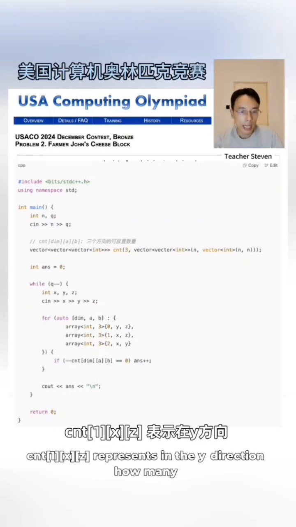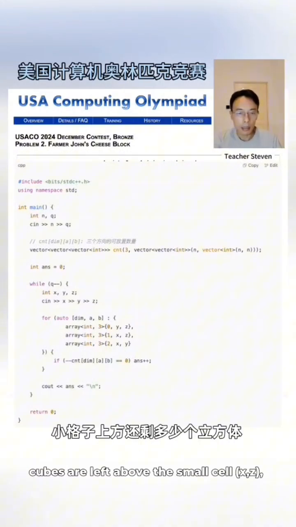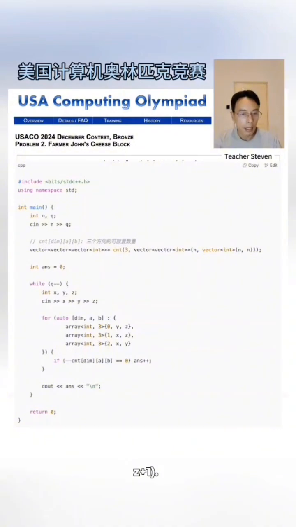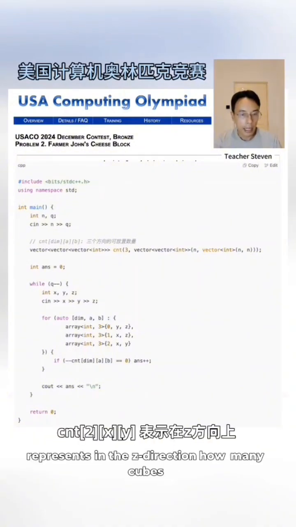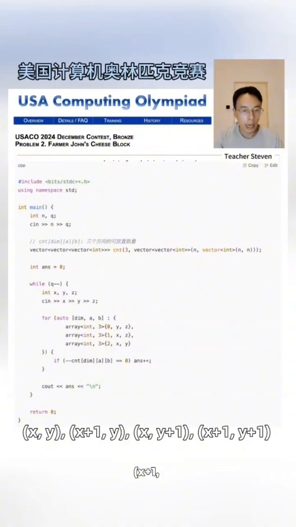cnt[1][x][z] represents, in the y direction, how many cubes are left above the small cells x, z; x plus 1, z; x, z plus 1; x plus 1, z plus 1. cnt[2][x][y] represents, in the z direction, how many cubes are left above the small cells x, y; x plus 1, y; x, y plus 1; x plus 1, y plus 1.